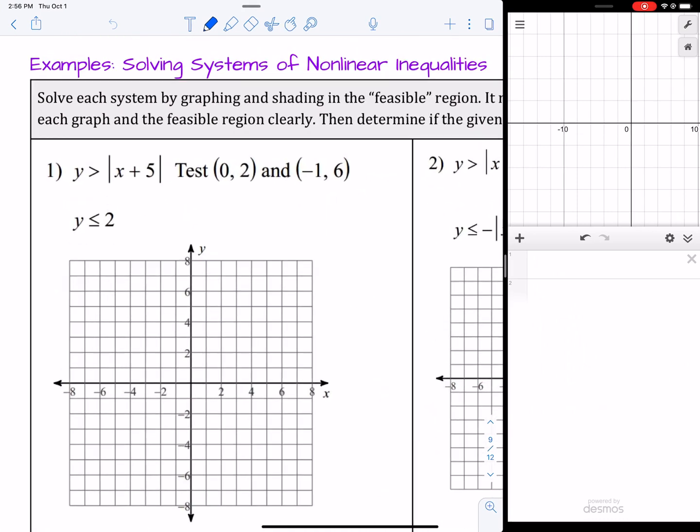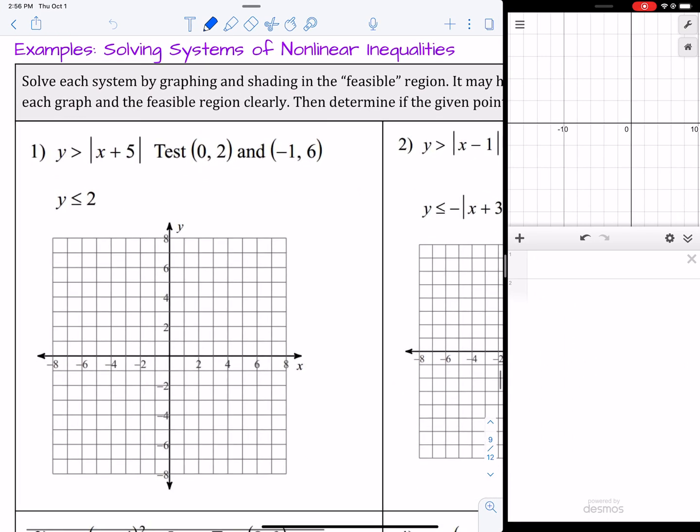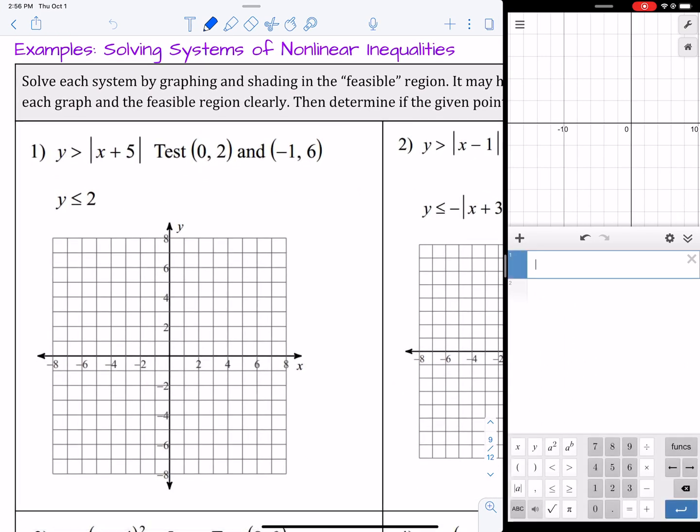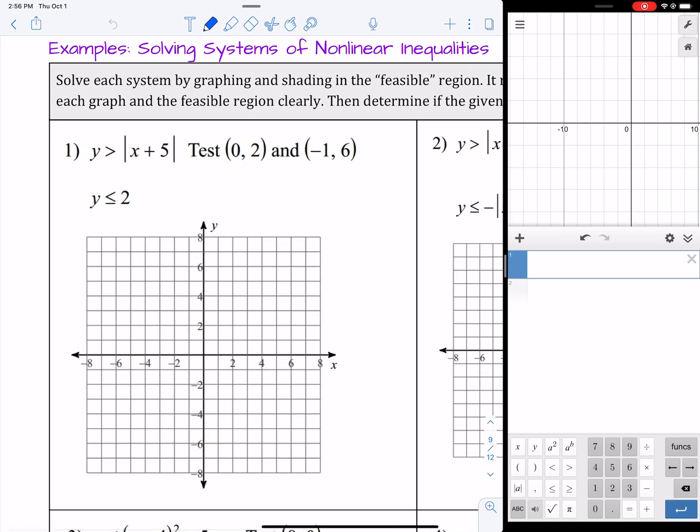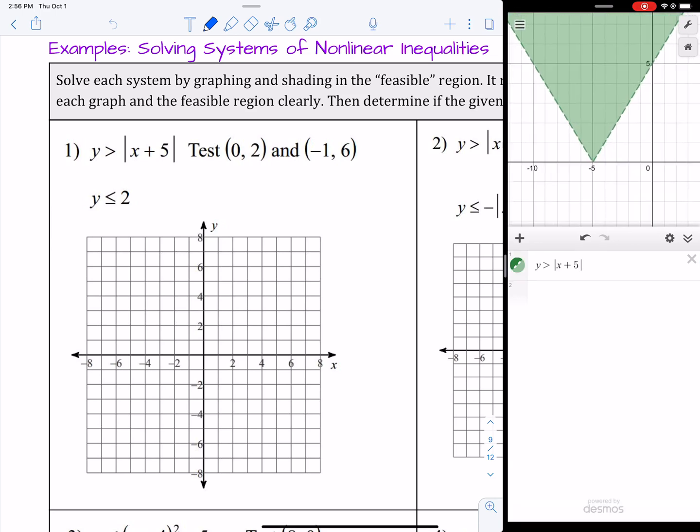Okay, so let's start with number 1. We have y is greater than the absolute value of x plus 5. Let's just type that one in first. So type it like it looks. y is greater than the absolute value of x plus 5. Okay, so notice a few things about our graph. We have a dashed line because y is greater than but not equal to the absolute value of x plus 5. And then greater than means our shading is above that absolute value.